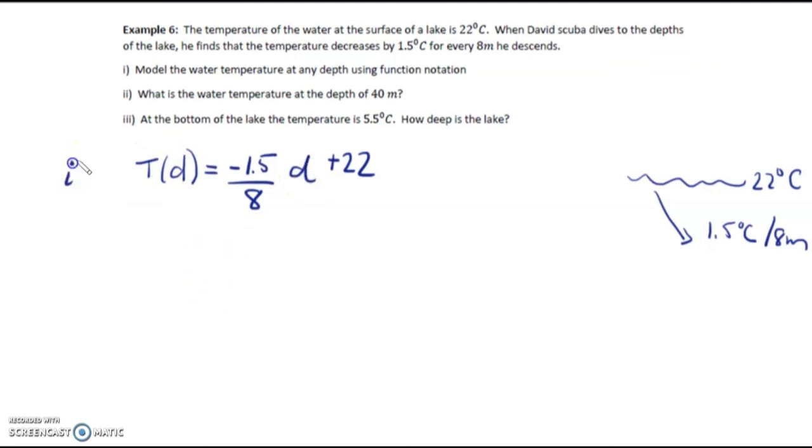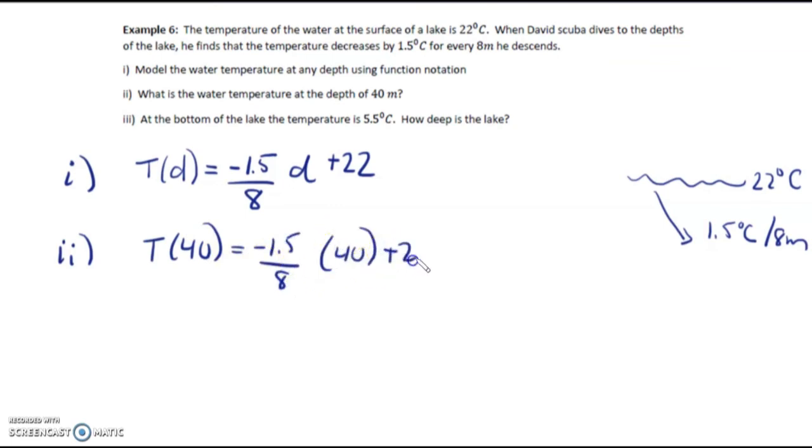What is the water temperature at the depth of 40 meters? So the temperature at 40 equals negative 1.5 over 8. We sub in 40 and then add 22. When we go ahead and do this, we get 14.5. So therefore the temperature is 14.5 degrees Celsius. And we want to use the units just in our therefore statement.